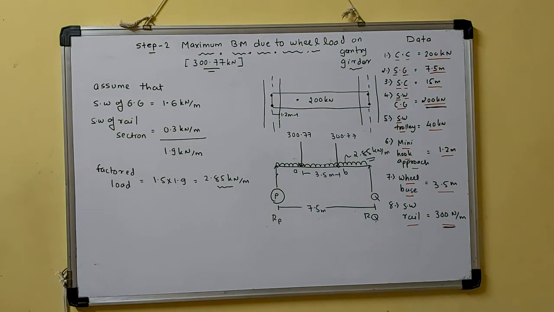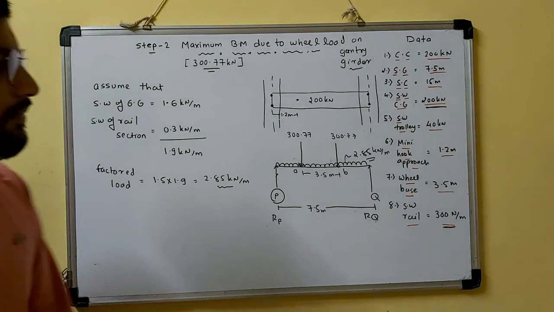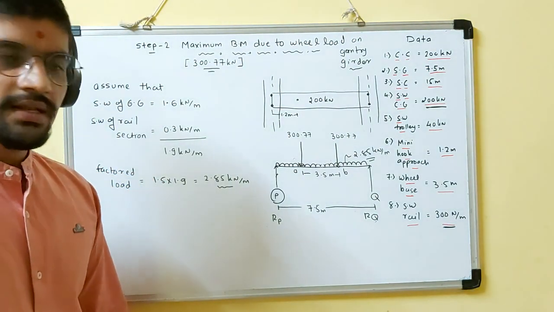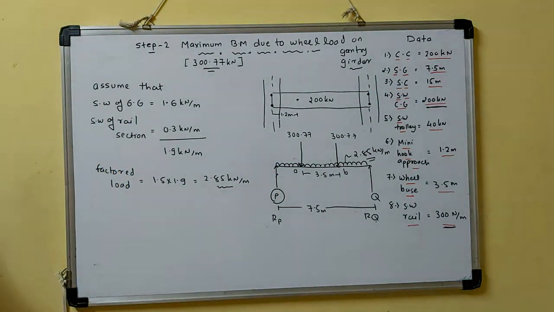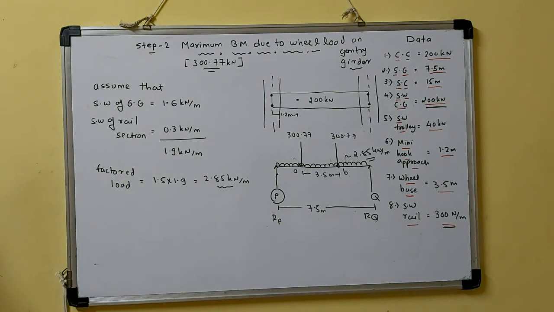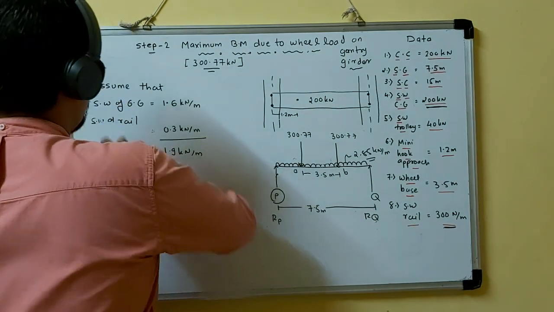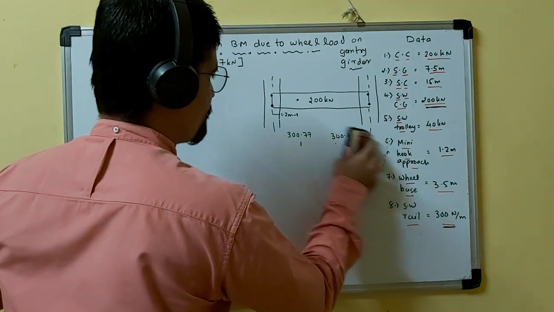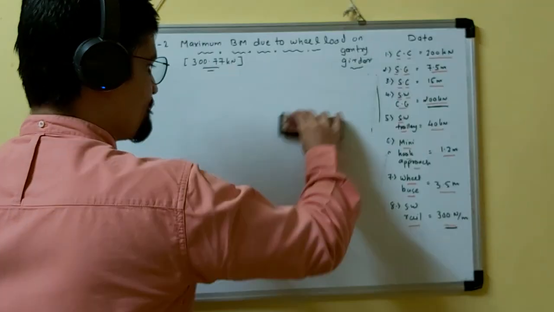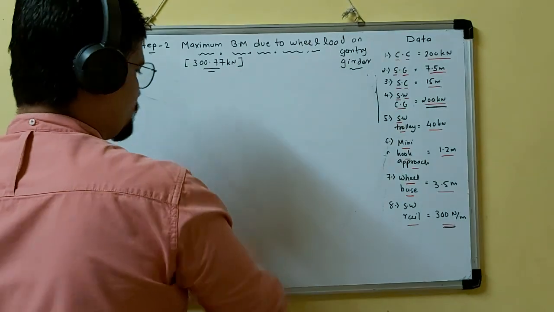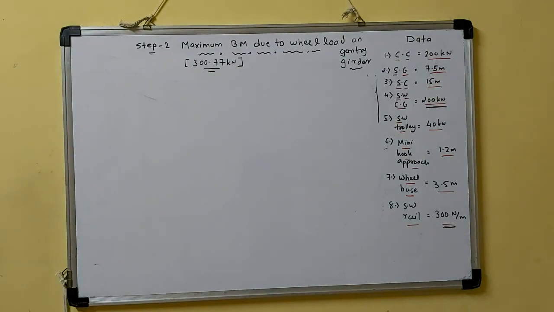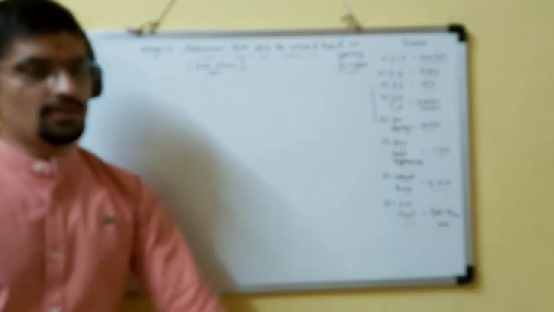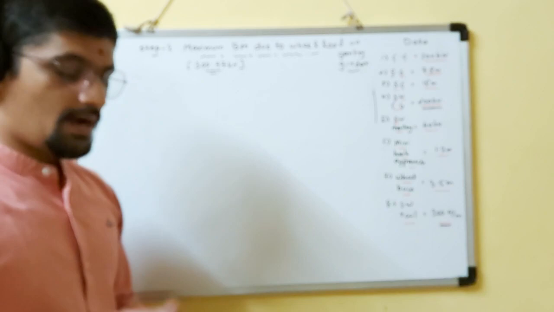Now, how will we get the maximum bending moment? Okay, let me explain some theory about the bending moment. Focus on step 2. What has been written there is the maximum bending moment due to wheel load. Due to wheel, not due to span.